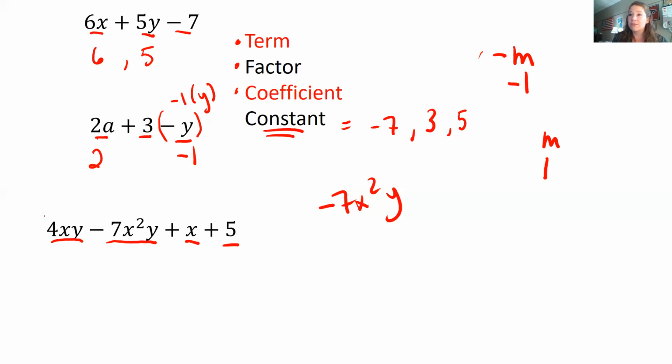What's the coefficient of this whole term right here? 4. What is the coefficient of this term, including that sign? -7. What's the coefficient of x? 1, +1. And 5 is a constant. It's not a coefficient. Okay?